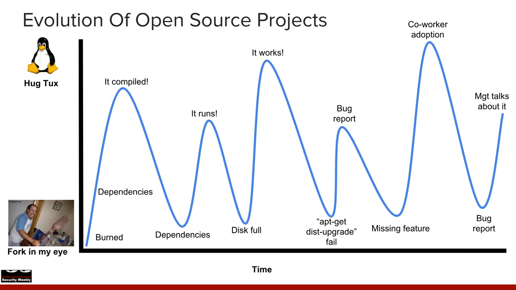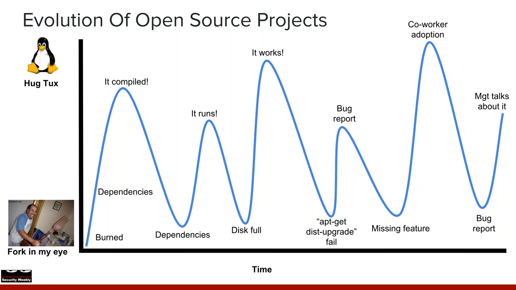Then I run out of disk space because maybe it's a log collection engine, and I'm back down to wanting to stick a fork in my eye. And then I solve that problem, and it works again, so I'm back to hugging Tux. And then I do an apt-get dist-upgrade, and it fails, and I'm back to sticking forks in my eye. And then I file a bug report because I found some kind of problem. So I'm somewhere in between wanting to stick a fork in my eye and hugging Tux.